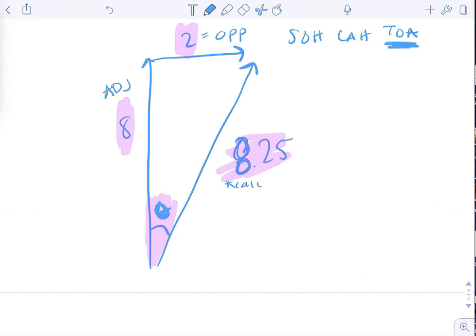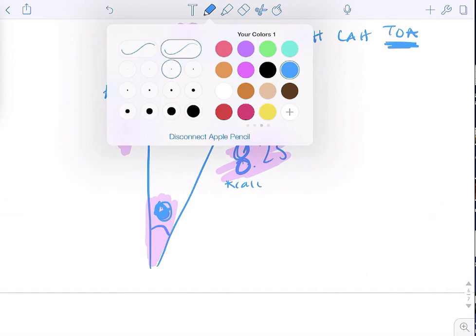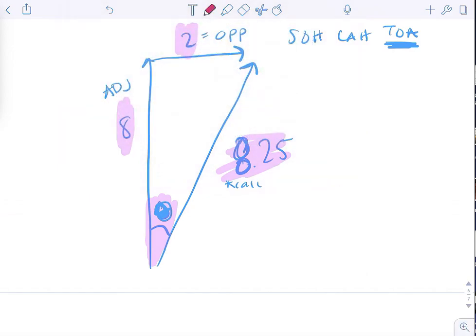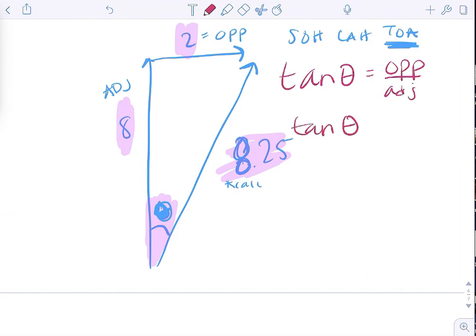And I'm going to have to use one of my SOHCAHTOA equations because theta is going to be involved. So I need an equation with theta in it. So I'm going to write out my trig function, and I'm going to plug stuff in, just like normal. I don't know theta, so I'm going to leave that alone. And then opposite is 2, adjacent is 8. You could go ahead and simplify this if you want, but you don't have to.